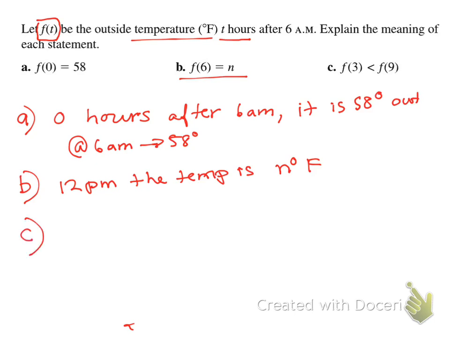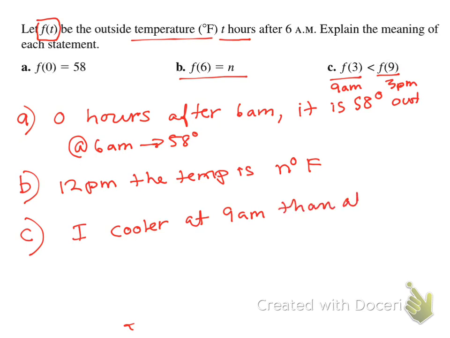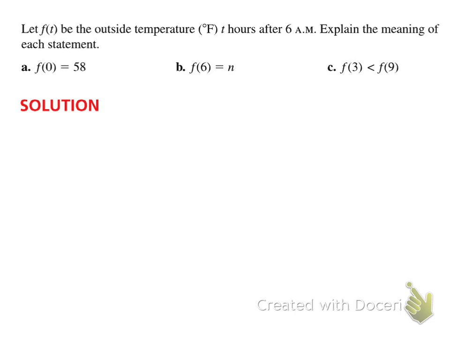Okay, now let's look at C. Explain the meaning of C. So, what time does this represent? The f of 3. 3 hours after 6 a.m., which is what time? This is 9 a.m. And what is f of 9? 3 p.m. Now, what is this statement saying? It was cooler at 9 a.m. than at 3 p.m. Doesn't that make sense? So it's really making sense of this symbolism. Does that make sense?